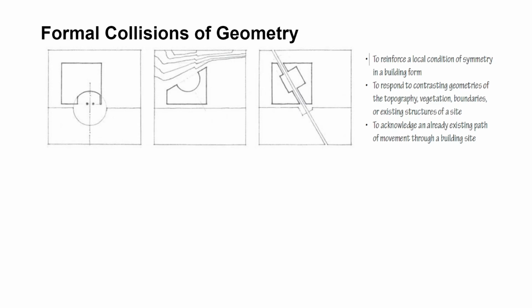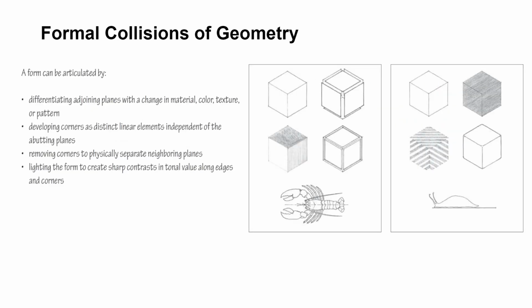So we have to be considerate of the areas or spaces that we'll be building, and what requirements we are to meet from the client's potential needs. So formal collisions of geometry. So a form can be articulated by differentiating adjoining places with a change in material, color, texture, and pattern.